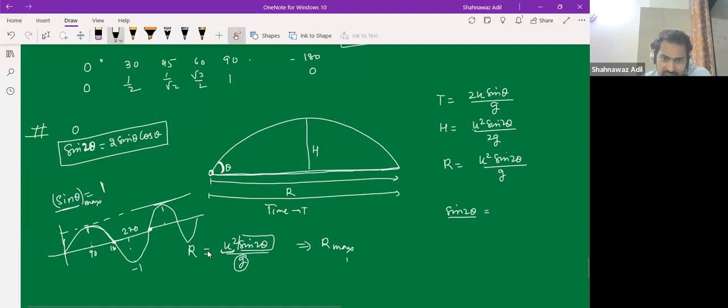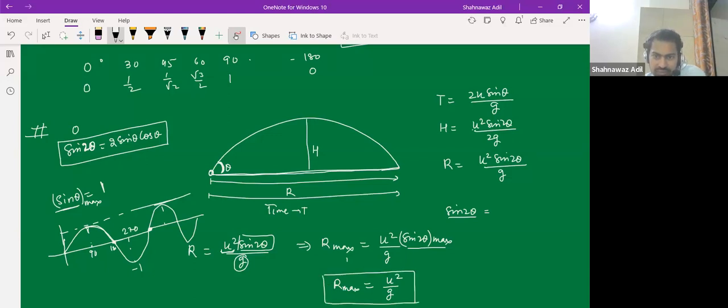So at R max, this would be u square by g and sine 2 theta max, right? So this is how much? This is 1. So this would be u square by g. So this is R max. Clear, guys? Is this clear? Yes, sir.